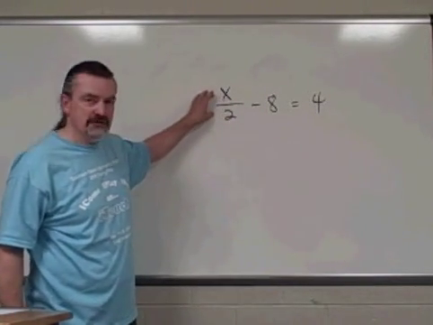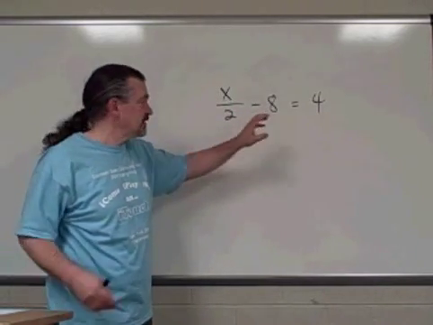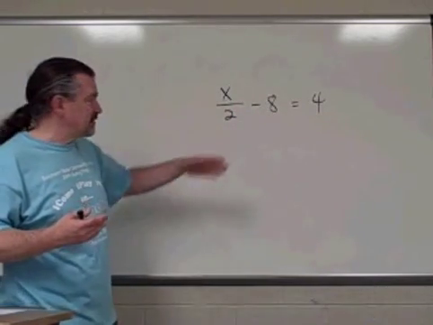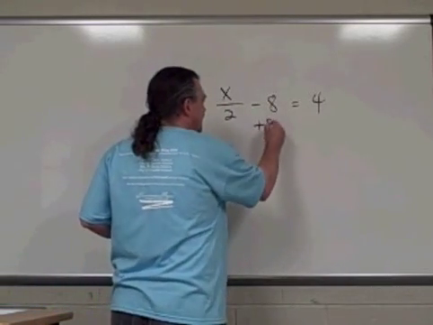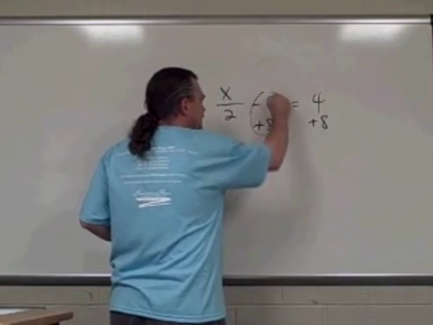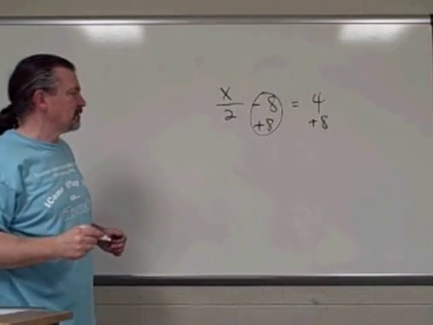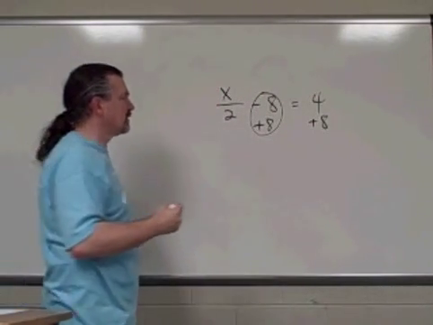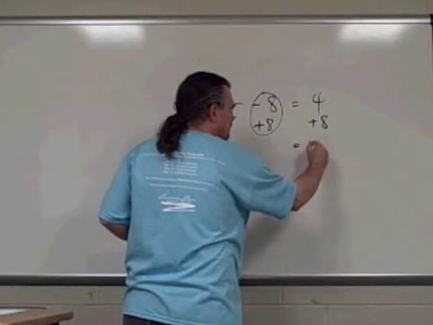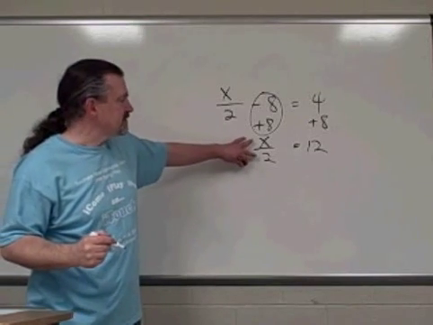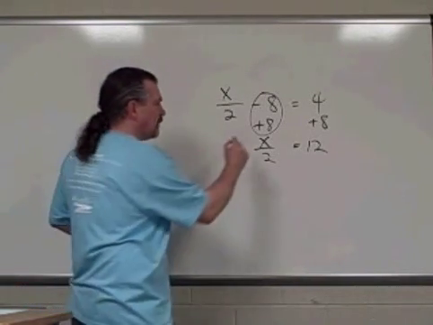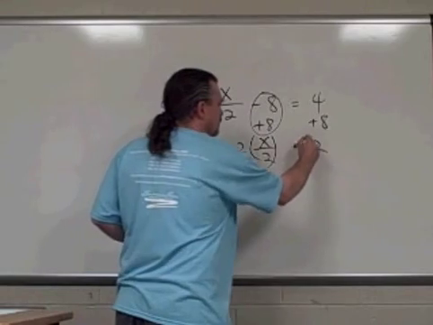The division was first, the subtraction second, so I need to undo that by undoing the subtraction first, then the addition. I'll add 8 to make that disappear into 0 and undo the subtraction. And add 8 over here to keep the equation balanced. This again is a division. The way we undo a division is with a multiplication.